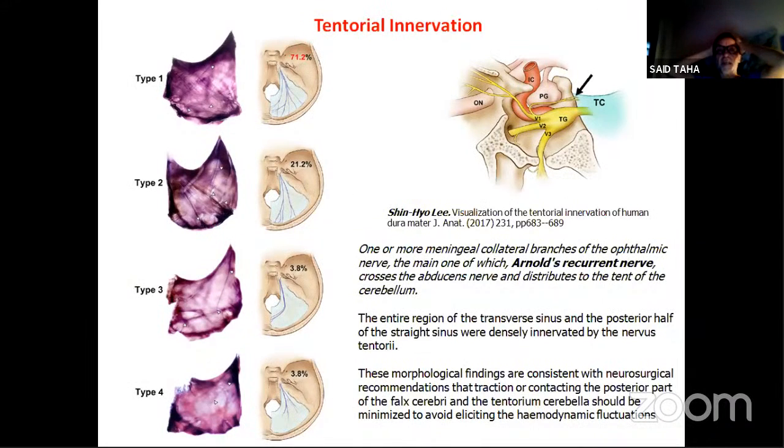I had a nice paper from a Korean neurosurgeon, Shin Yu Lee, who studied innervation of the tentorium. As we know, the tentorium is innervated by the recurrent nerve of Arnold.